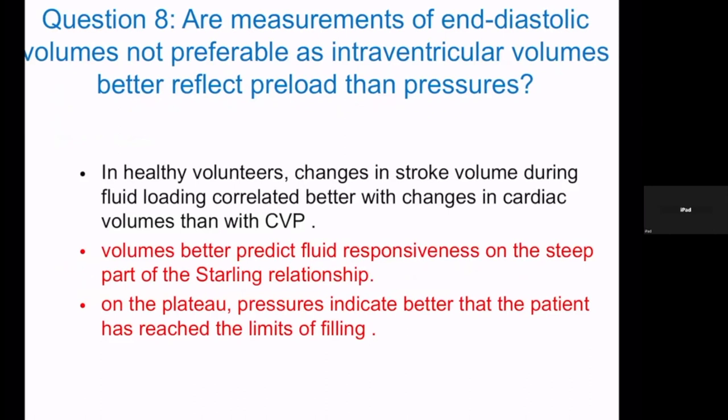Then coming to question number eight, are measurements of end-diastolic volumes not preferable, as intraventricular volumes better reflect preload than pressures? Actually, volumes better predict fluid responsiveness on the steep part of the Frank-Starling relationship, but on the plateau, pressures are indicated better, showing that the patient has reached the limits of filling.